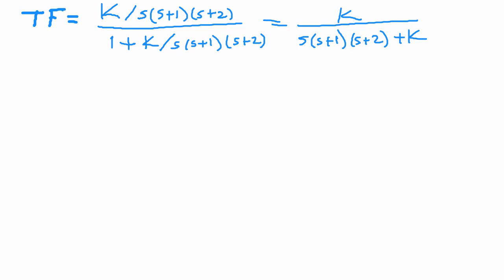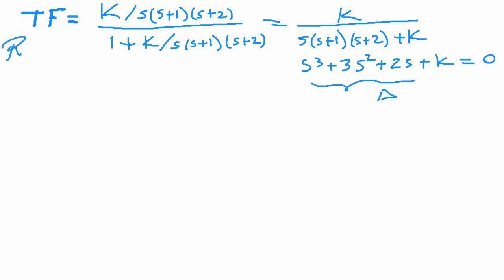What is this equal to? S to power 3 plus 3S square plus 2S plus K equal to 0. Right? This is delta, delta equal to 0. Now we are using Routh's method.